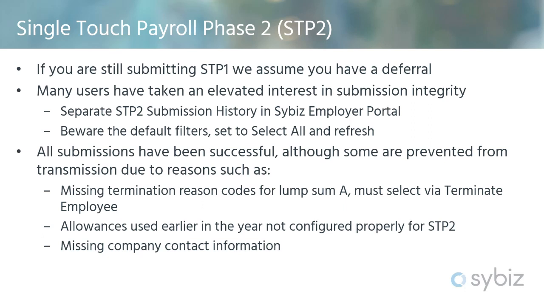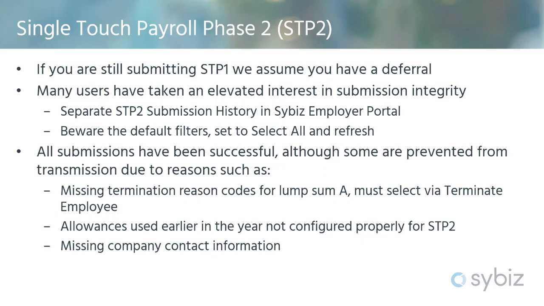And just a couple other points as well. We have seen that a lot of users now are drilling down into their submissions and taking more of a look at the detailed data and making sure that things have ended up where they expect them to end up. And if that's not you at this point, but you're wanting to have a look at your STP2 submissions, just bear in mind that on the Sybiz Employer portal, it is a separate link for STP2. And when you first use it, the default filters will be set a little bit too narrow. So you'll click on it and you probably won't get any results because your filters are not broad enough. So just select them all and refresh and you'll see your submissions.